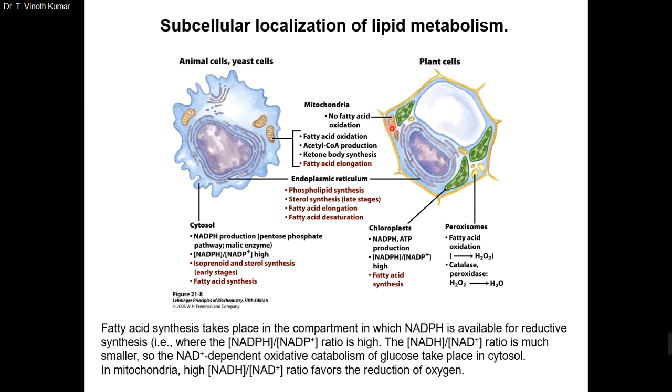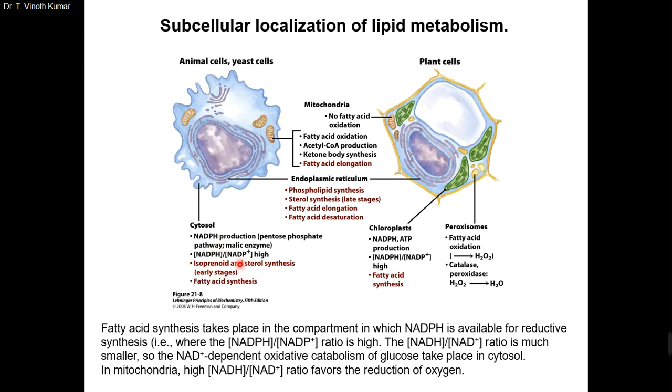So fatty acid biosynthesis is a very important metabolic pathway, and it occurs in the cytosol, and the cytosol is responsible for NADPH production. That is the major component responsible for fatty acid biosynthesis. It comes from the pentose phosphate pathway, the HMP shunt pathway you already studied, and based on the ratio of NADPH and NADP plus, fatty acid biosynthesis is favored. That means for fatty acid biosynthesis, the NADPH level should be higher compared to NADP levels.